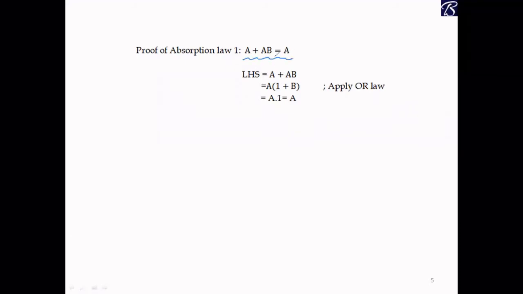LHS equals A plus AB. You take A common, so in the brackets 1 plus B. We know by the OR law, 1 plus B is nothing but 1; 1 plus anything is 1. So that becomes A into 1, which is nothing but A.